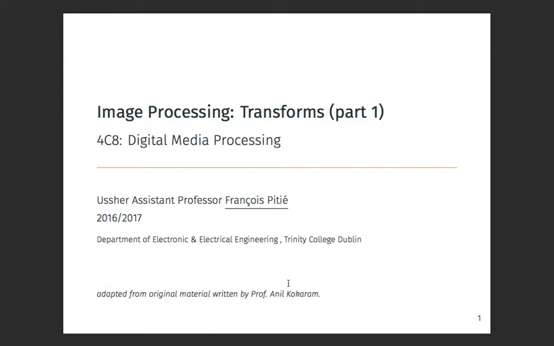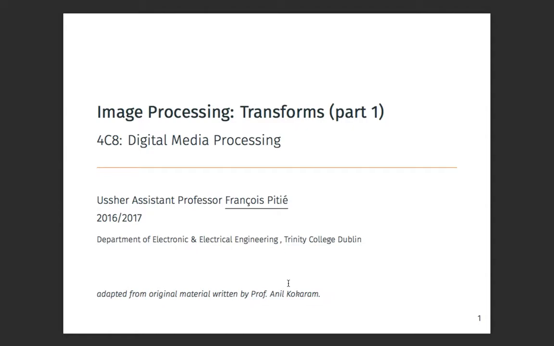Okay, so good afternoon. Today we're going to start looking at image transforms. We're going to start with the Z transform, just looking at the extension from the 1D case you've seen last year, and we're going to see how it extends to 2D. We're going to move on as well to the Fourier transform. That probably will be later on this week.